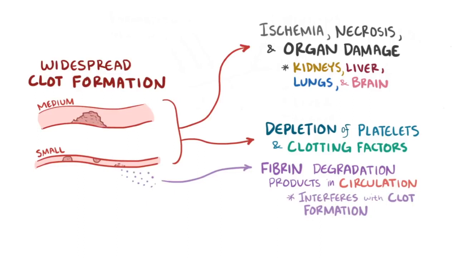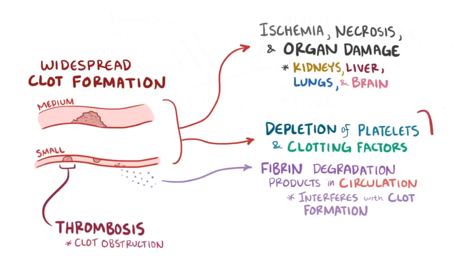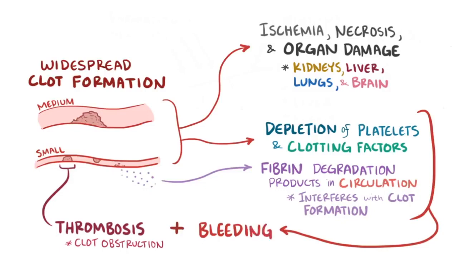And the result is this paradox, right? On one side, you have thrombosis, which is when clots obstruct the vessel. And at the same time, you have trouble forming new clots, which leads to bleeding.